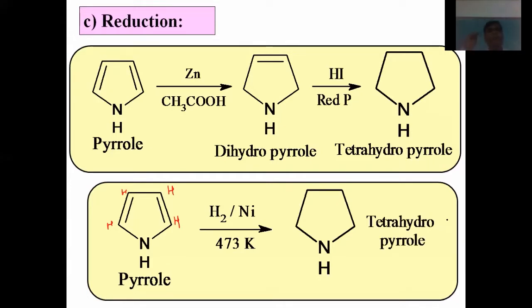By using different reagents, we have studied how the pyrrole undergoes reduction. If we are using zinc and acetic acid, first we get dihydropyrrole, which on further reduction with red phosphorus, we get tetrahydropyrrole. And if we are using hydrogen gas and nickel catalyst, directly pyrrole is converted into tetrahydropyrrole. Okay, this is just reduction.